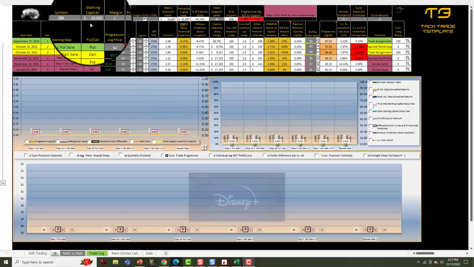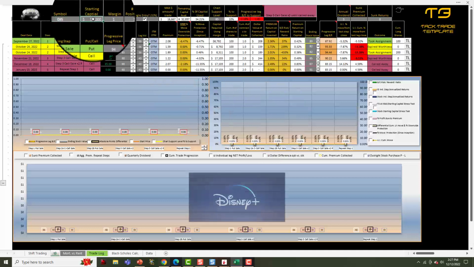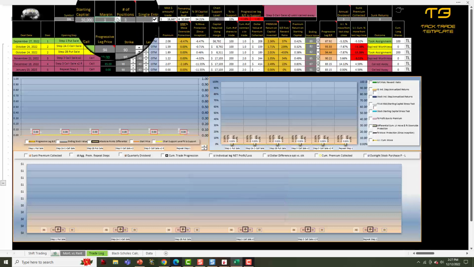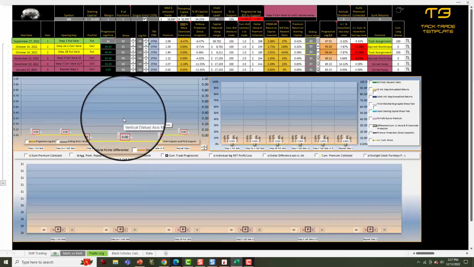Let's trade Disney the T3 way. Starting capital, let's assume 50,000, no margin. We're going to do this on 3 individual positions. December 12th, 2022, Disney's trading right around $94 a share.